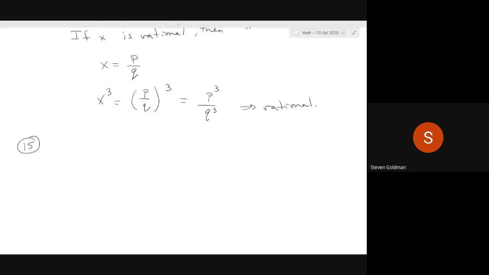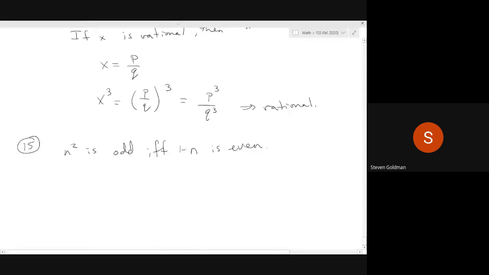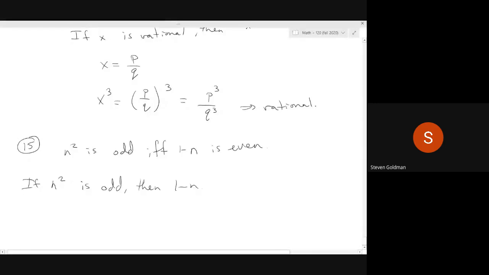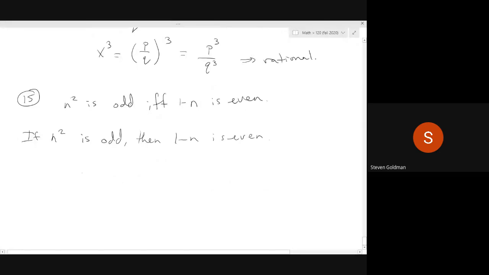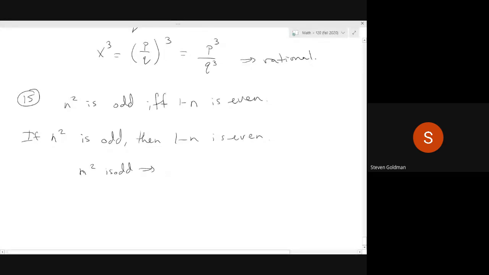N squared is odd if and only if 1 minus n is even. So that's what I asked you to prove. So this is a biconditional statement, so you have to prove it both ways. We have to prove that when n squared is odd, 1 minus n is even, and when 1 minus n is even, n squared will be odd. Okay, so let's start with that. If n squared is odd, then 1 minus n is even. Okay, and then we'll prove it the other way. Okay, so if n squared is odd, then we know, we discussed in class, and you could have proved it as well in the test.